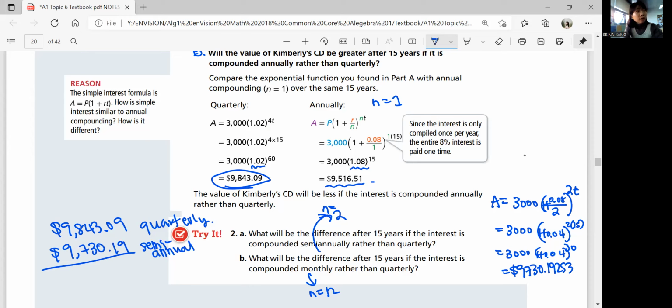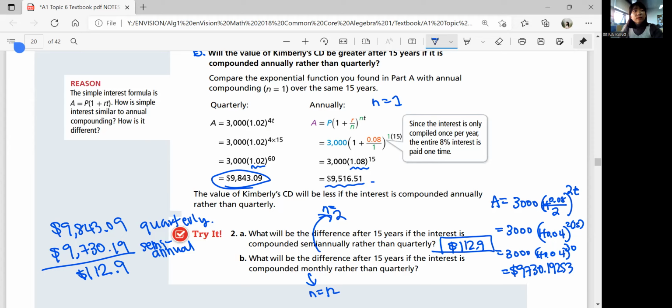Okay, so 9,843.09 minus 9,730.19 is $112.90, and that is your answer. So there will be $112.90 less in the account if the interest is compounded semi-annually.